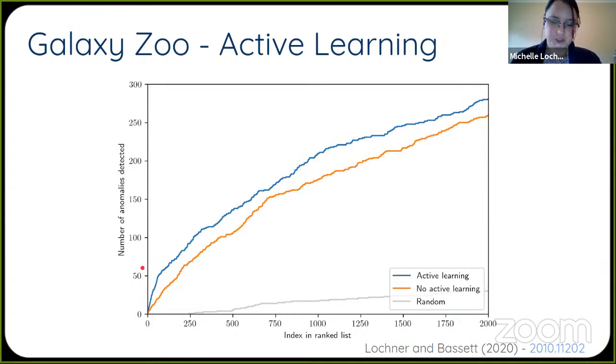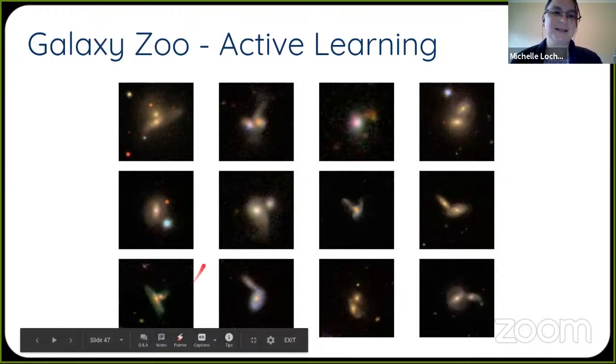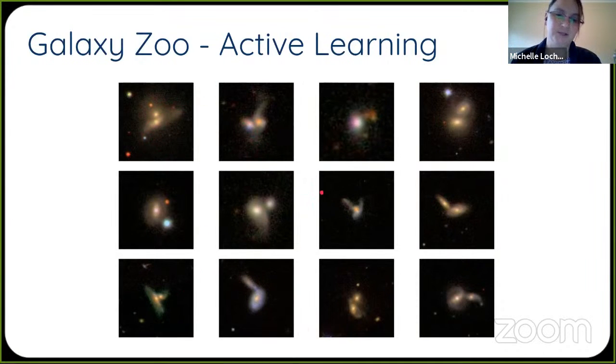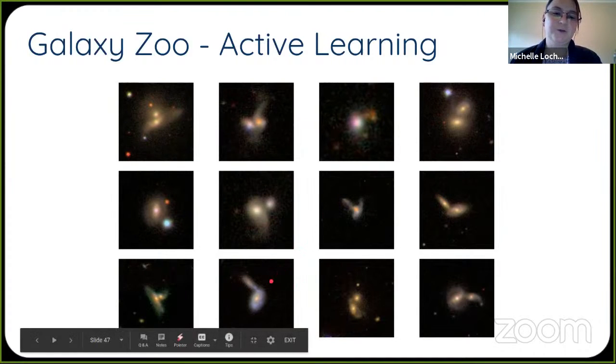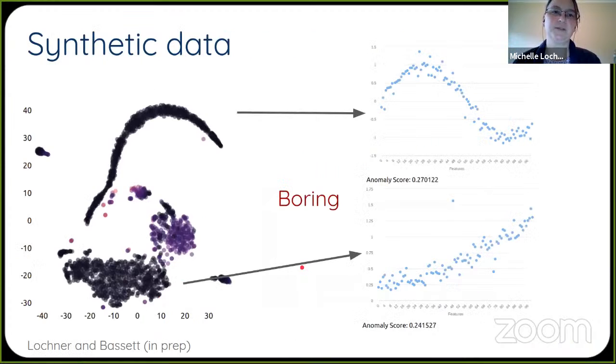So this was good, but the problem with this Galaxy Zoo data is, as I said, it is quite subjective as to what's interesting or not. And we don't really have a good ground truth to compare against. So what we did was we made some synthetic data specifically to see if our active learning was working as we wanted it to.